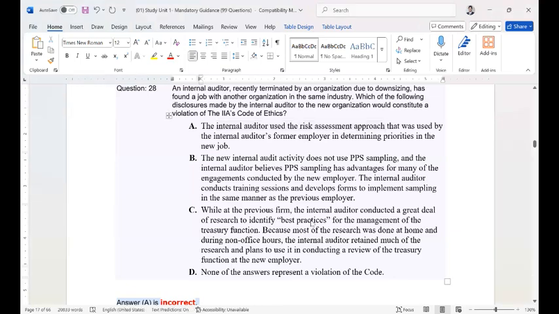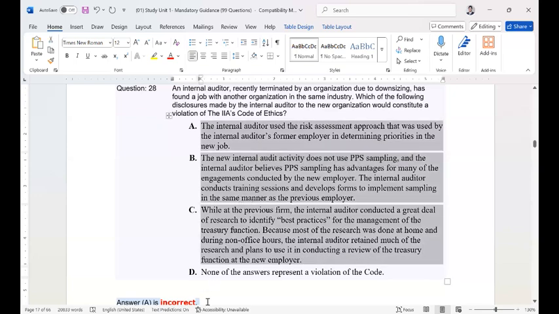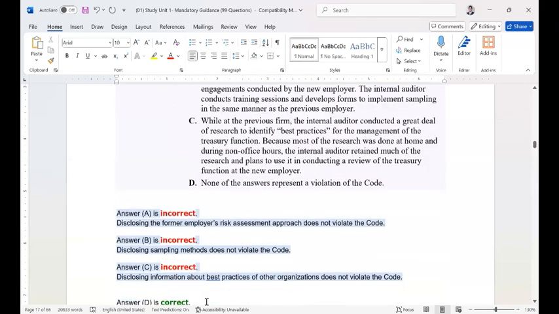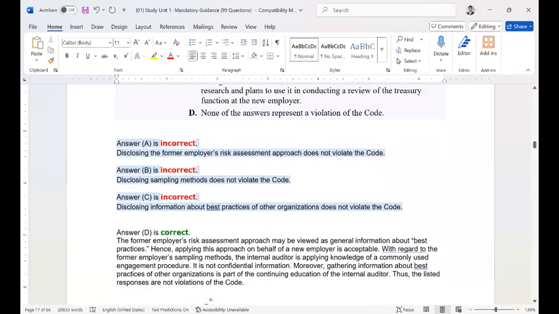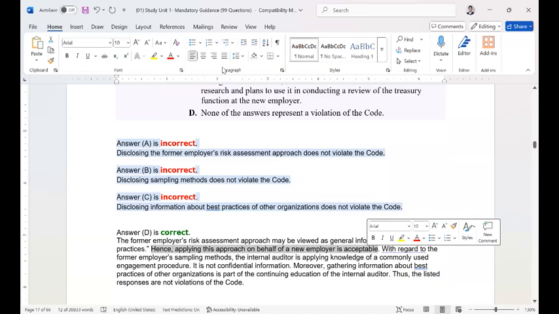Okay, so most of the research is done at home and during non-office hours. They did much of the research and plan on conducting a review of the treasury function. Yeah, so we are using your knowledge. Let's look at the answer. D. The former employer's risk assessment may be viewed as general information. Can you see? General information about best practices. Hence, A is okay, using the risk approach. Correct.